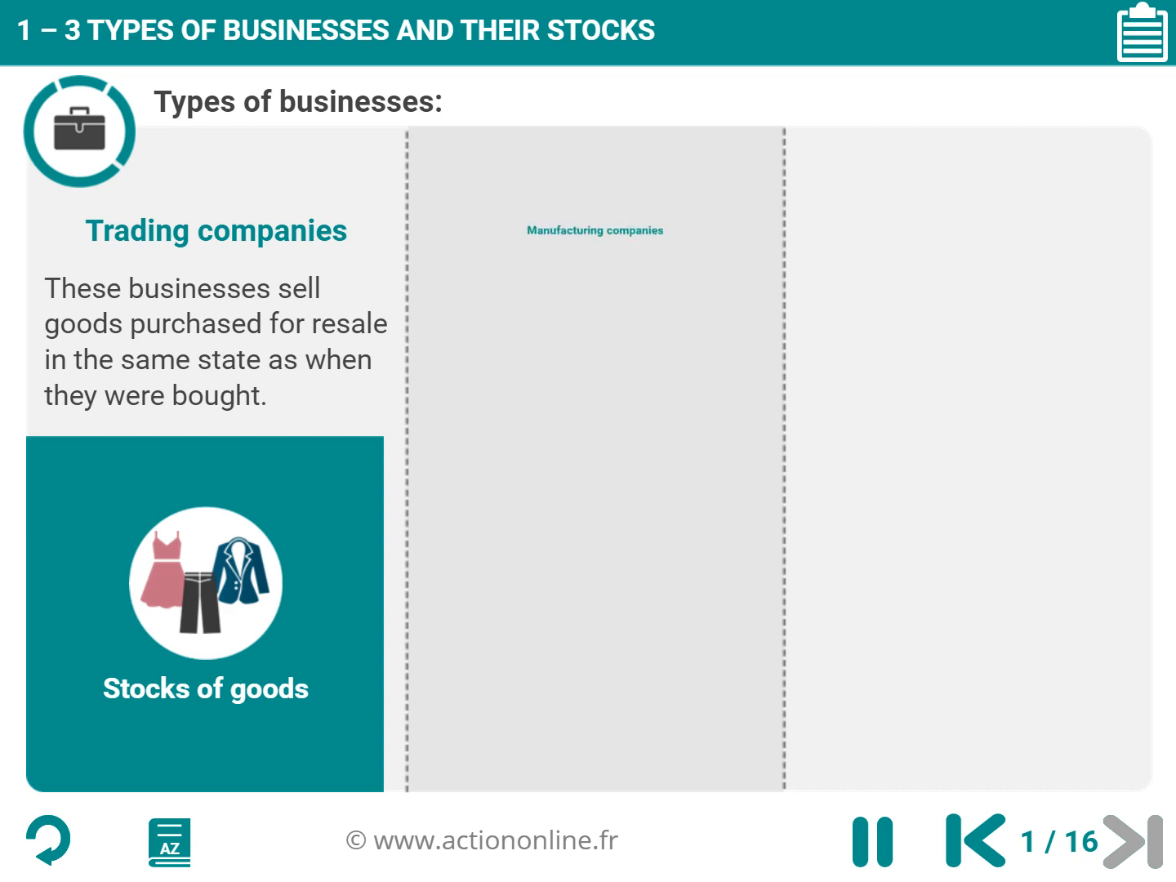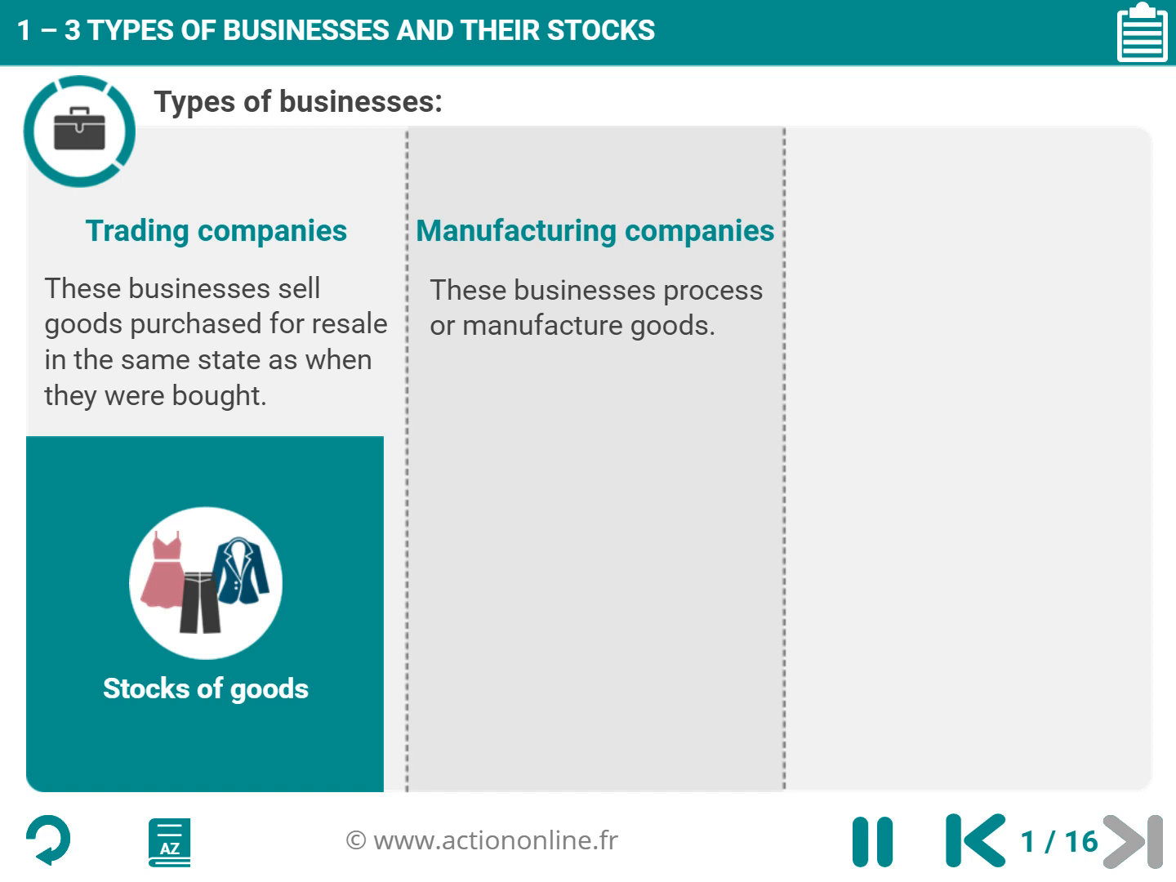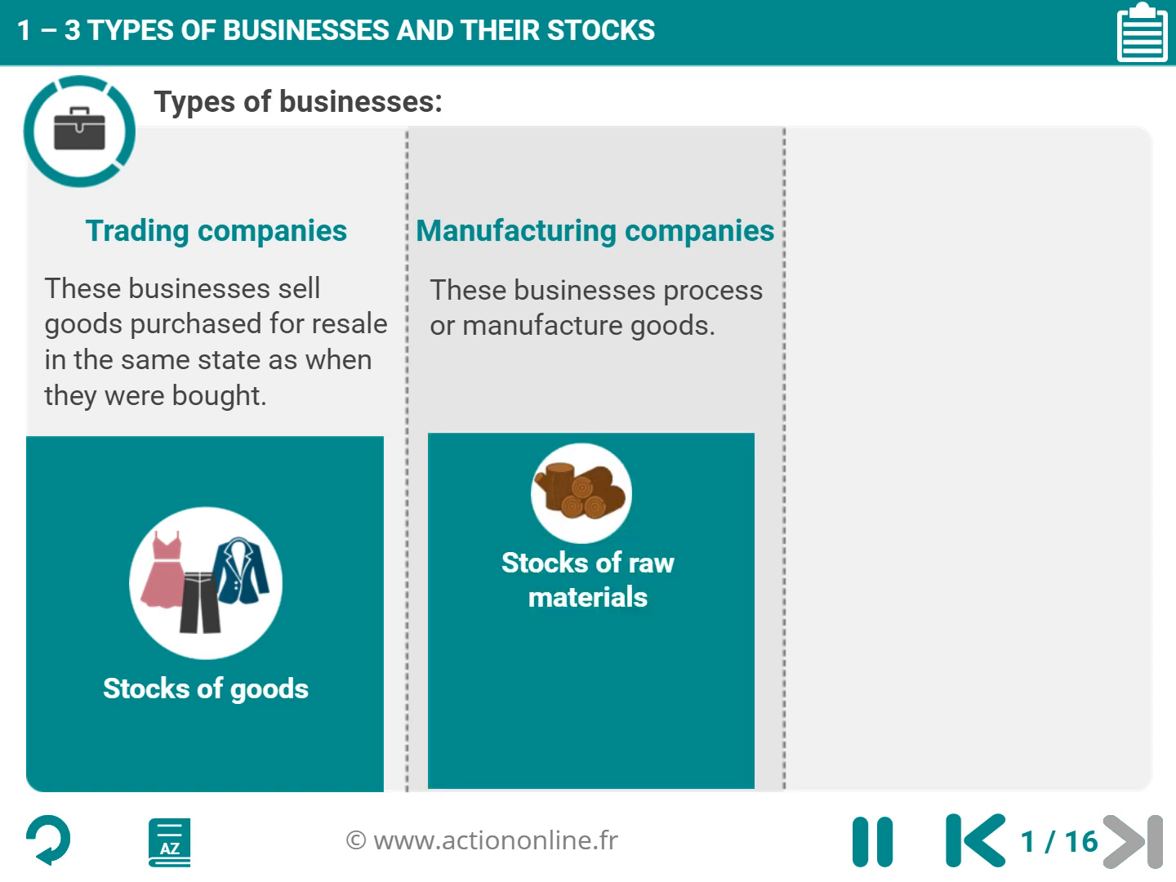We also have manufacturing companies. These businesses process or manufacture goods. They need stocks of raw materials at the start of the process, and at the end of the process, they have a stock of finished goods. Raw materials are transformed during the production cycle. Finished goods, on the other hand, are goods at the end of the production process that require no further processing before sale.